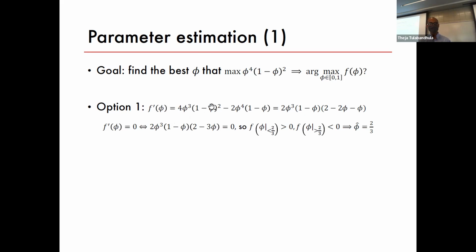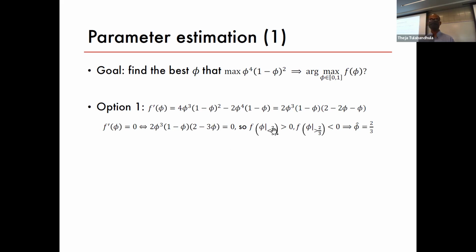So take the derivative. You get some very messy expression here. Then if you set it equal to 0, it's just some polynomial equal to 0. Eventually you get phi to be 2/3. That's the right choice where the gradient is equal to 0. So the gradient has a factor 1 minus phi times 2 minus 3 phi, and where you substitute phi by 2/3, 2 minus 3 phi is going to be 2 minus 2, which is 0. So you can see that the gradient is 0 over there.